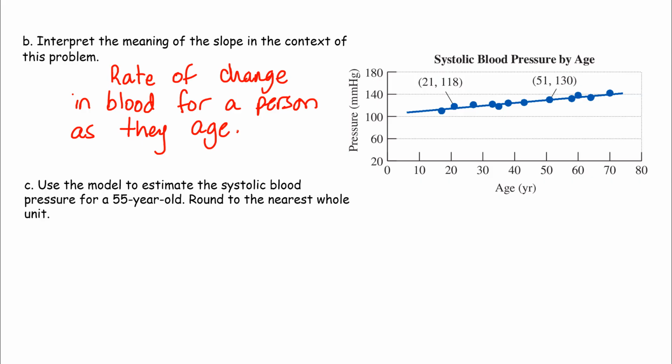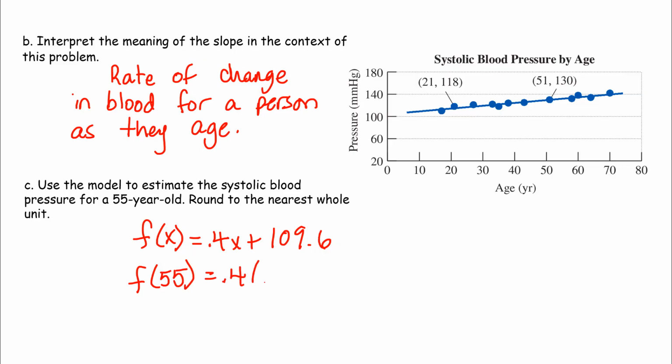So we really should have written that model as a function instead of y equals. We should have said f of x equals 0.4x plus 109.6. That was our model that we made for this particular situation on the previous slide. And now we just want to find out, well, what is the blood pressure you would assume is going to be for someone 55 years old according to this model. So that would be f of 55. And we would just put that in for x.